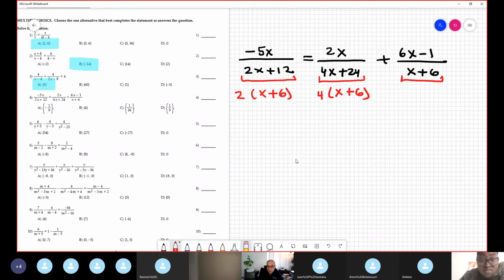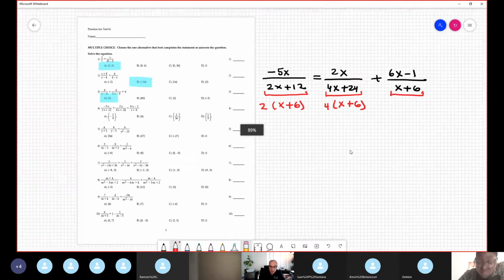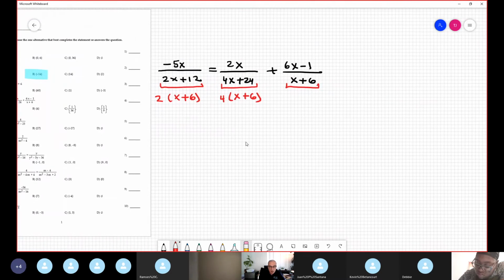Boom. Super. Now every denominator is factored. This is a crucial moment to find the LCD. Remember, LCD is the combination of everything. You take everything, but when there is repetition, you take it one time. So x plus 6 is in every expression, so you take only one x plus 6. When it's repeated, take it once. And the LCD between 2 and 4 is obviously 4.